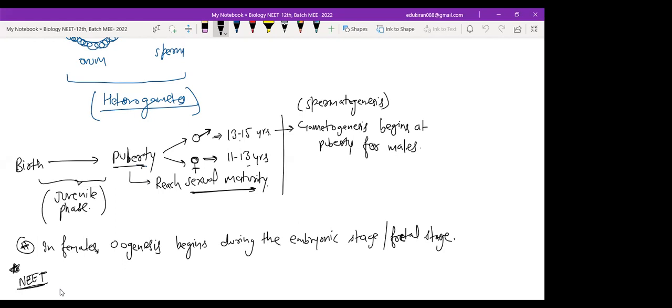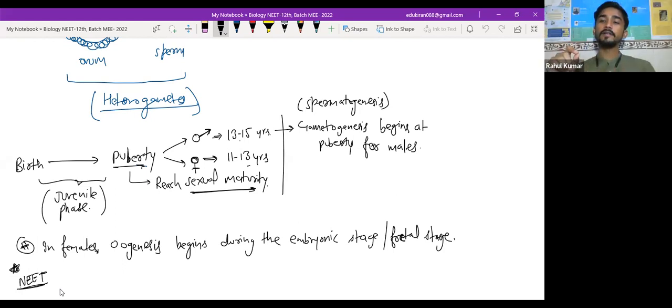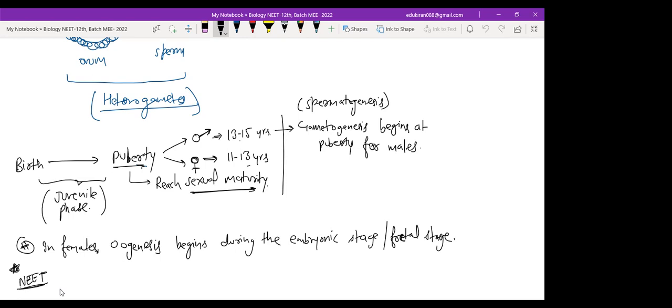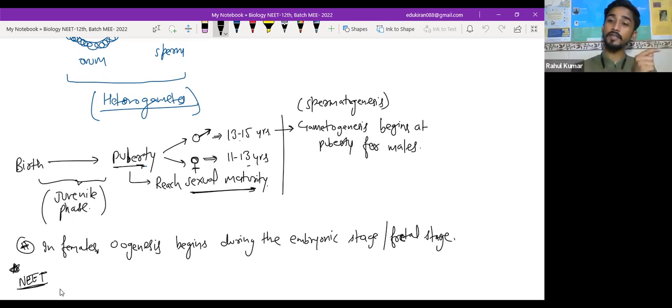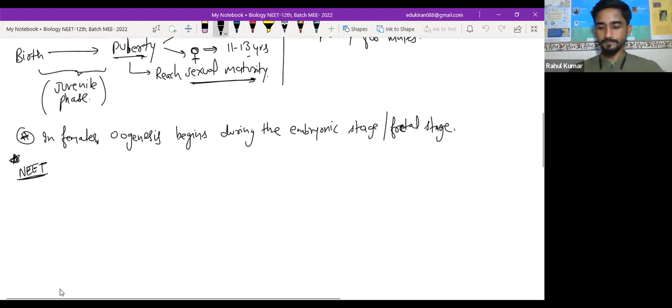It begins at the embryonic stage. So the ovum from which you were formed was in your mother's body, right? But when did it form? When your mother was an embryo in your maternal grandmother's body. Do you understand? So eventually the ovum formed in your maternal grandmother's body when your mother was in your grandmother's body. So this way also this question can be asked.